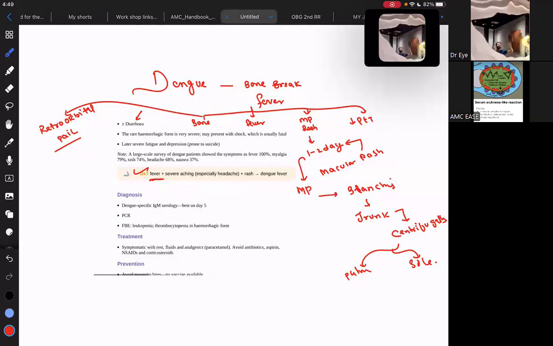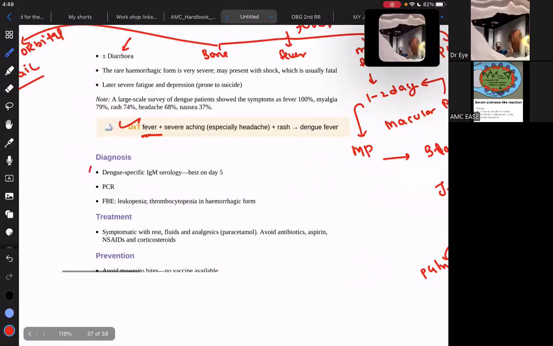Okay, with that, how to diagnose? You have to go for the dengue specific IgM serology, which is best on day 5. Please remember that. You can go for the PCR. NS1 antigen, and the detection of viral nucleic acid during the first week of illness is basically done by this PCR. You can go for the FB, where you will see leukopenia, thrombocytopenia in hemorrhagic form.